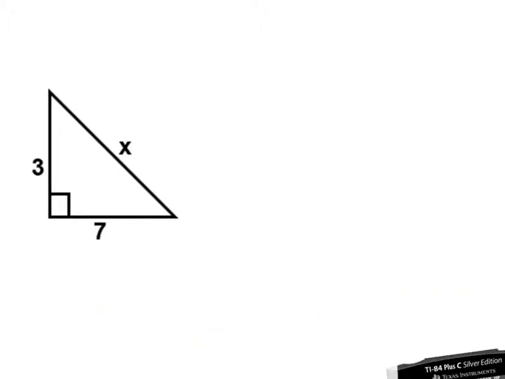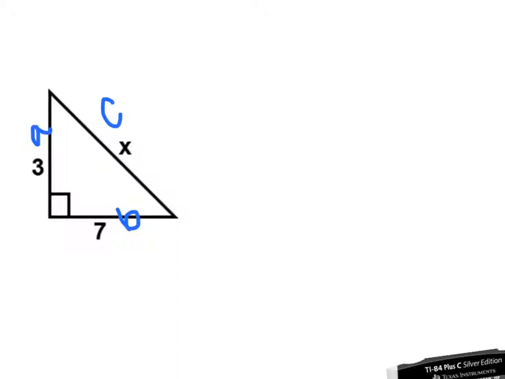So let's look at our first example. We have a triangle that has a leg of 3 and another leg of 7, and we're looking for the hypotenuse. It is easiest to label each leg A and B, and then label the hypotenuse C. This helps us when we're filling in the formula for the Pythagorean Theorem.